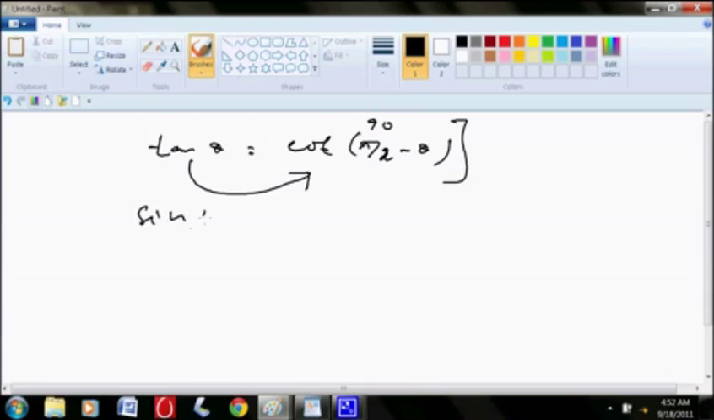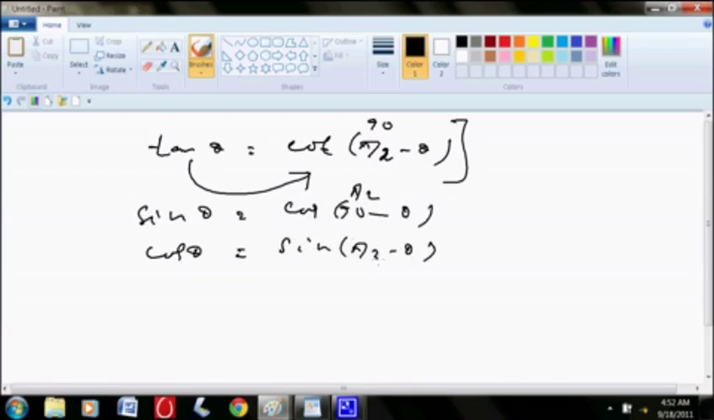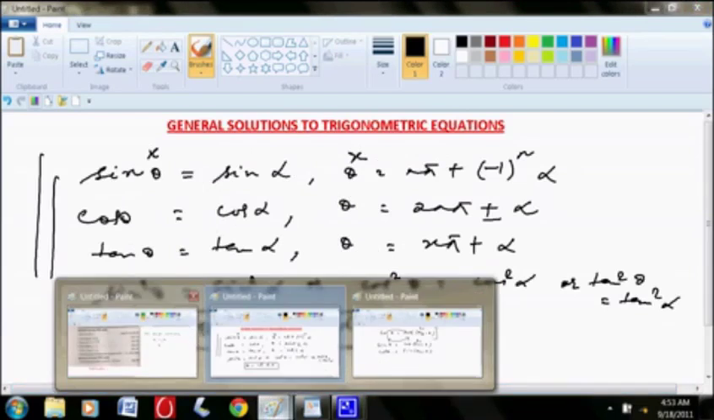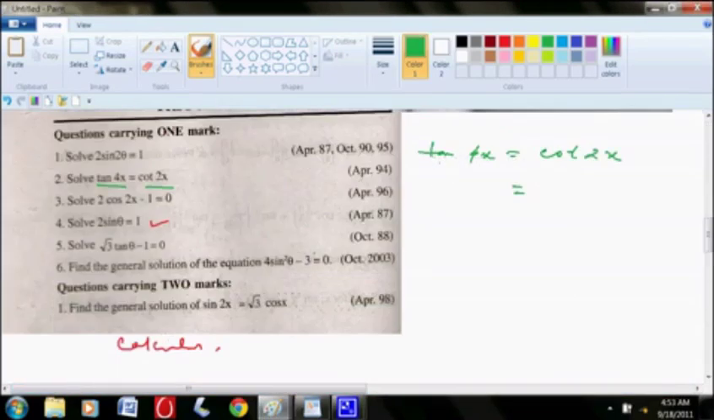Similarly, sin theta is cos of 90 minus theta, or pi by 2 minus theta. The same thing can be extended to cos theta is sine of pi by 2 minus theta, and so on. In other words, tan and cot are interconvertible. Similarly, cosec and sec are also interconvertible, but I'm not bothered with that because my formulae are only up to these 4 formulae. So here the issue is this is tan and this is cot. As I told, cot can be done quite easily.